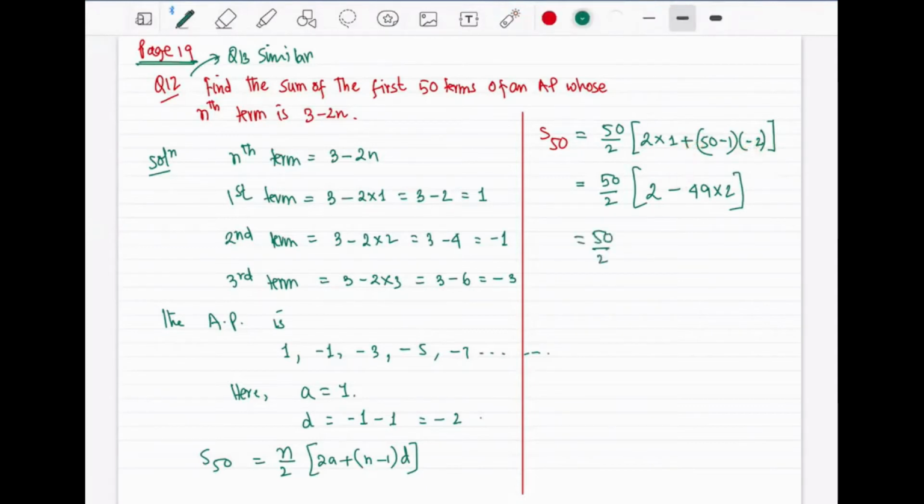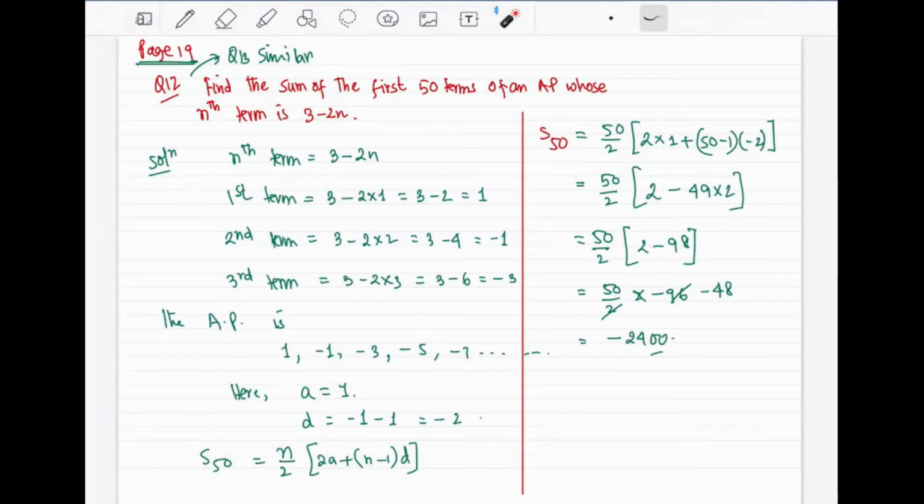50 by 2, 2 minus 49 into 2 is 98. So we get 50 by 2 is equal into minus 96. This will be minus 48. Multiply it, we are going to get 5 by 40, 5 4 are 20, so we will get 2400. We're getting the sum as a negative value, right? Because most of the arithmetic progression is a negative number except for the first one.